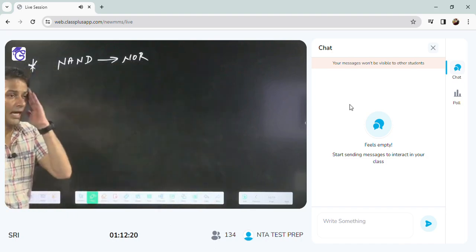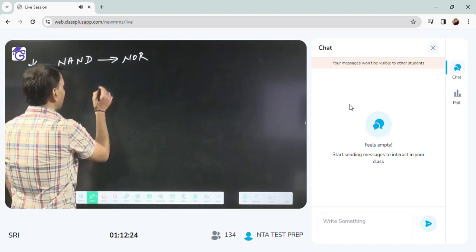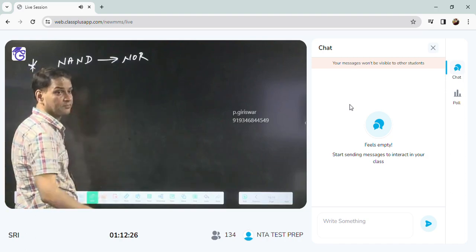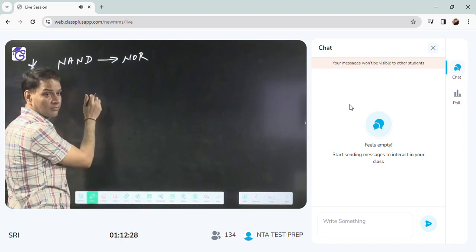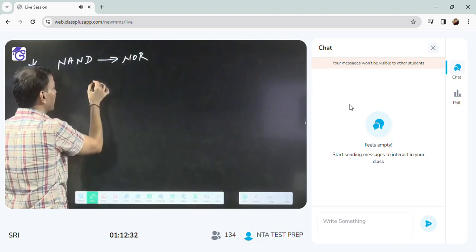Okay. NAND to NOR, one universal gate to another universal gate. So for NAND to NOR, how many gates are required? 4. Okay. So NAND to NOR, 4 gates are required. So I am starting now.